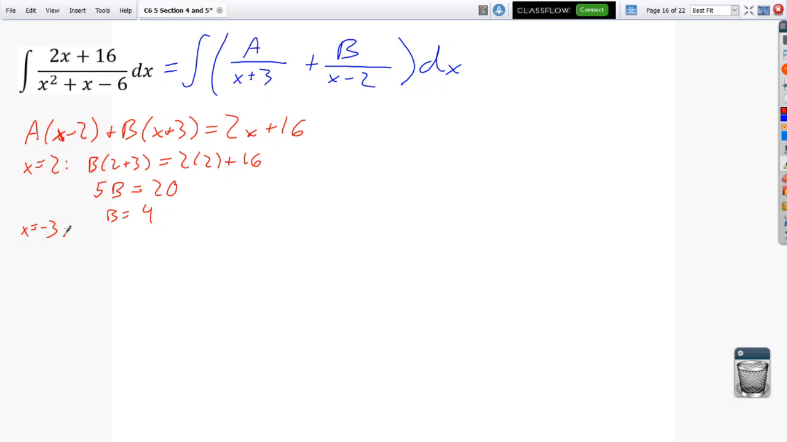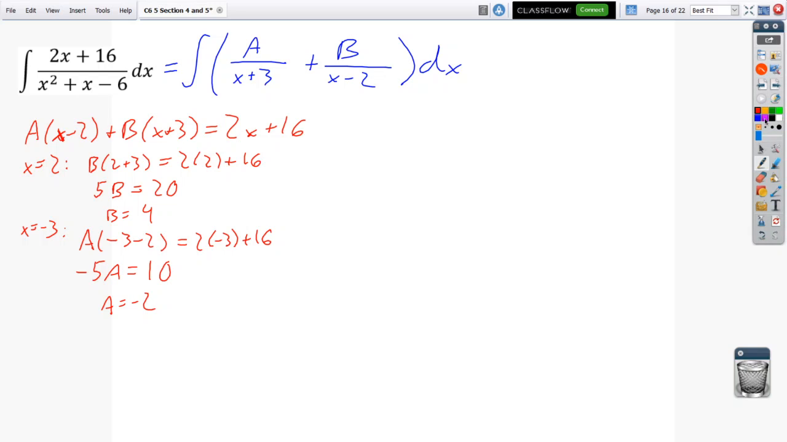To find A, do the reverse. You can't see it, but I'm covering up my B times quantity of x plus 3. Because really, this is just going to be A times negative 3 minus 2 is equal to 2 times negative 3 plus 16. Again, I probably wouldn't put that step down because I can just see this is negative 5A is equal to 10. So A equals negative 2. I've now got my A and my B.